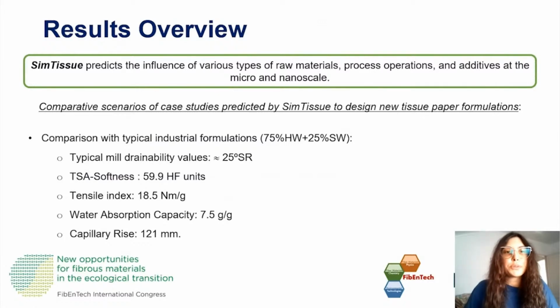Therefore, the SEAM Tissue predicts the influence of various types of raw materials, process operations, and additives at micro and nano scale. An important achievement is the comparison of structures produced with different formulations. In this work, we present different comparative scenarios of case studies predicted by SEAM Tissue compared to typical industrial formulations, namely 75% of hardwood pulps and 25% of softwood pulps. The properties of these formulations are presented here, as you can see.